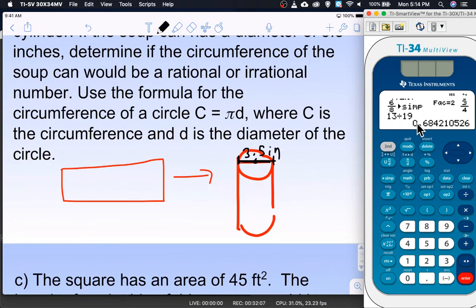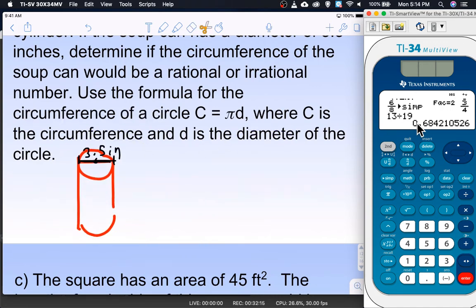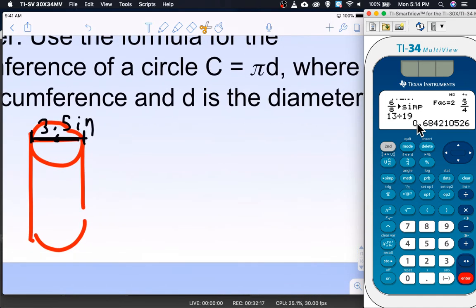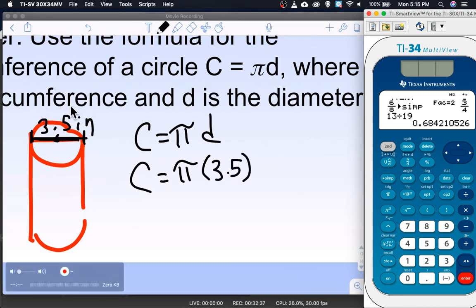And they give me a formula. I don't actually need too much more space, and this little rectangle thing didn't actually help me out any. So they give me a formula, c equals pi d. I'm going to plug in what I know. I do not know the circumference. That's actually what they're asking us to find. I know pi is the number 3.14, and I know the diameter is 3.5, because we labeled it right here.